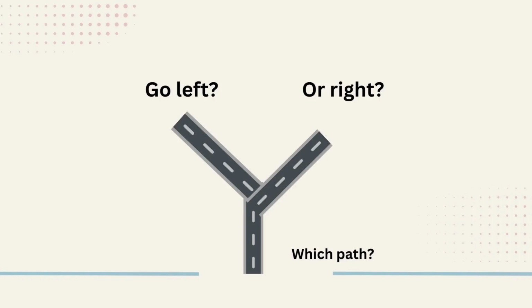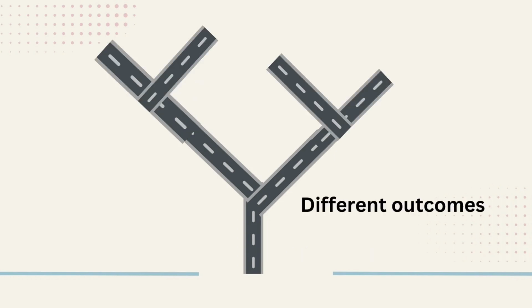Imagine you're at a crossroads in a forest, and you need to decide which path to take. Each path represents a different decision, and each decision leads to a different outcome. A decision tree is like a map of these paths. At each intersection or node, you evaluate a choice based on certain conditions, like whether it's raining or sunny.